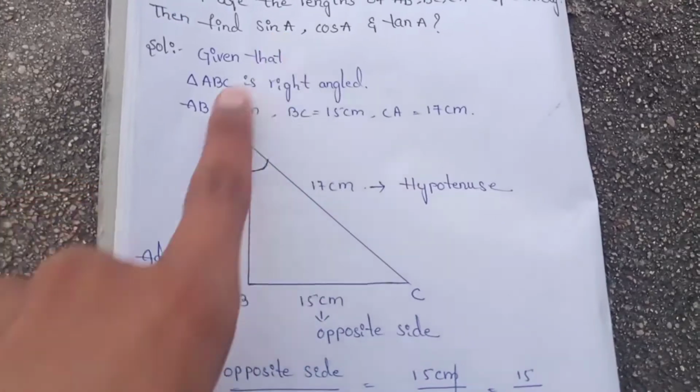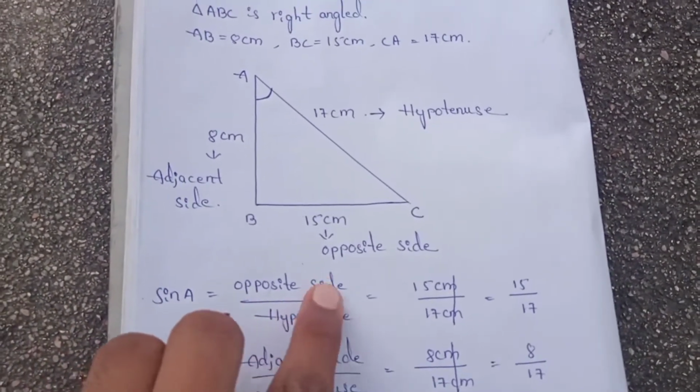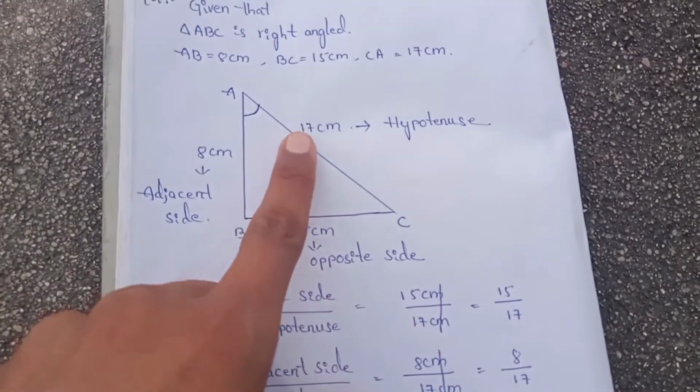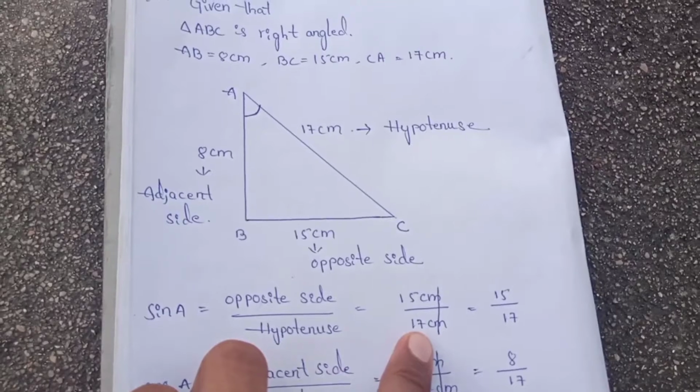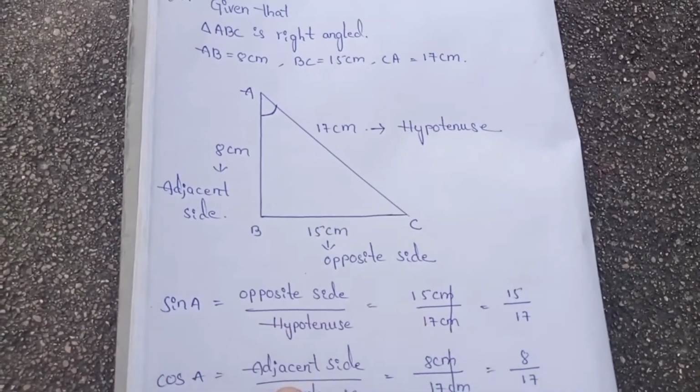See, what is the formula for sin A? Opposite side by hypotenuse. What is the opposite side given here? 15 cm. Hypotenuse 17 cm. 15 cm by 17 cm. Centimeter cancels. 15 by 17 is our answer.